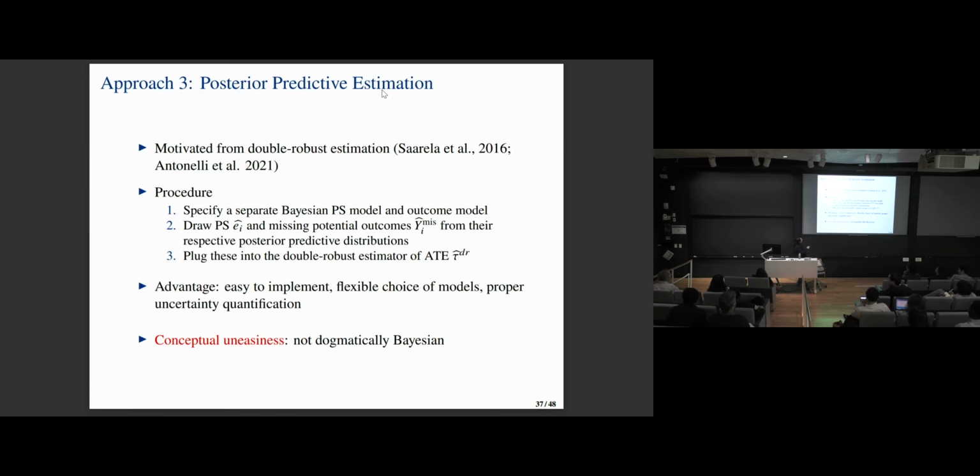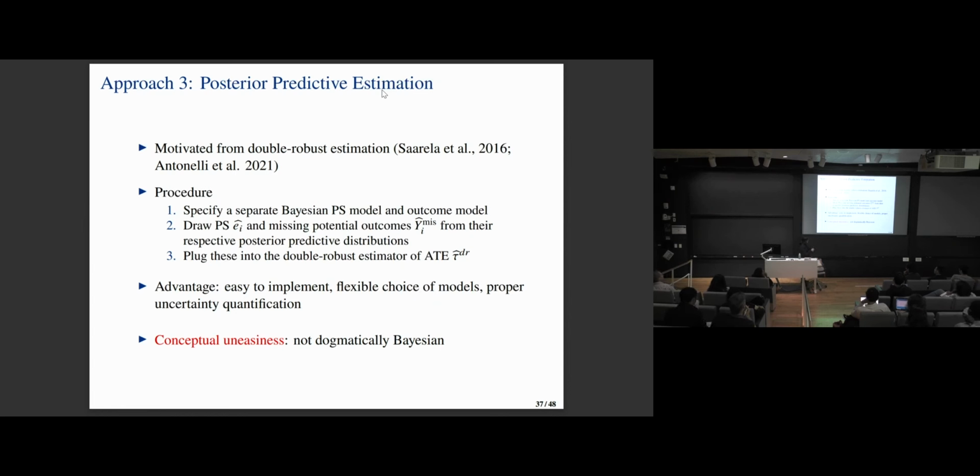Anyway, the idea is to really use the double robust estimator as a form to combine these two different posterior distributions. So the advantage is, and then they prove the asymptotic consistency.